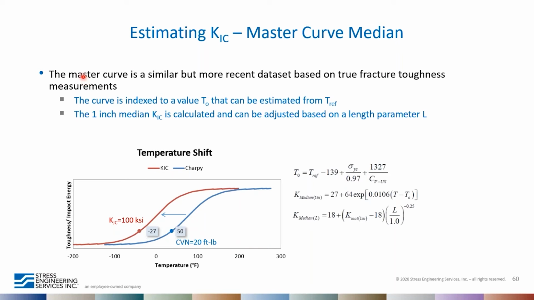Another means of estimating the toughness from the transition curve is based on the master curve, the toughness master curve, which is a similar but a more recent data set. It's based on actual fracture toughness measurements. And so the curve is indexed to a slightly different value, T naught, which can be estimated from Tref. And one thing to note is that the reference temperature from a Charpy test differs from the conditions from a quasi-static fracture toughness test. And because dynamic tests present themselves as slightly less tough, there's effectively a shift between the Tref from a Charpy test and the T naught from an actual fracture toughness test. Okay. And so the K1C is then evaluated and it can be adjusted based on a length parameter.